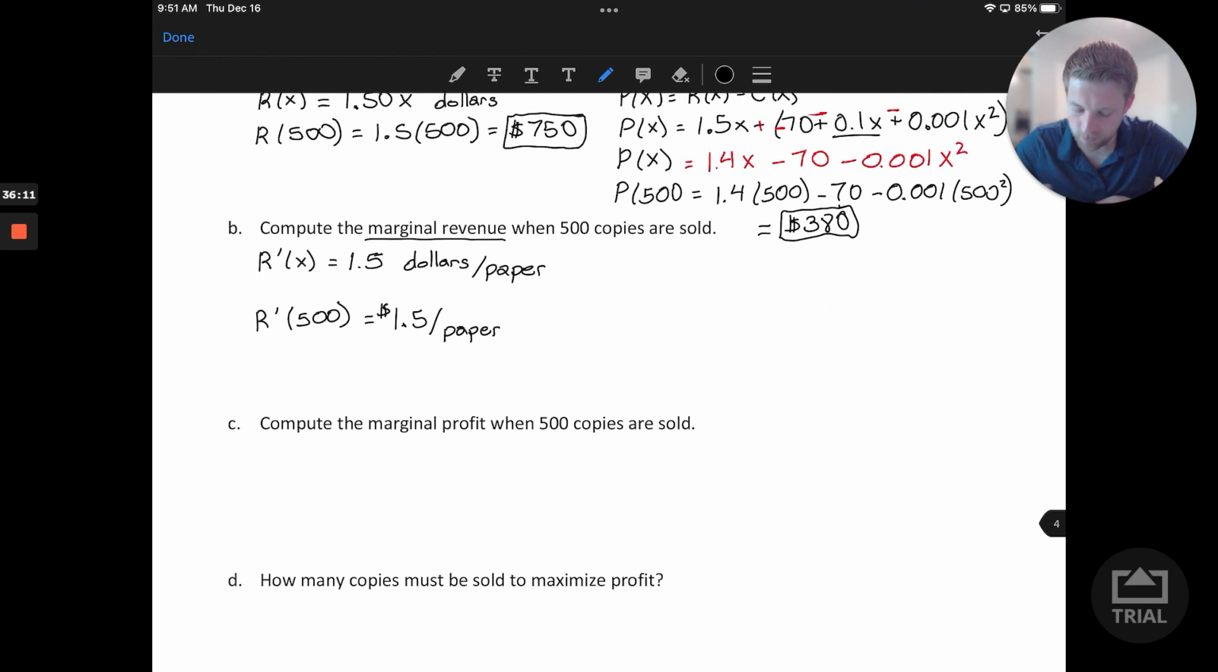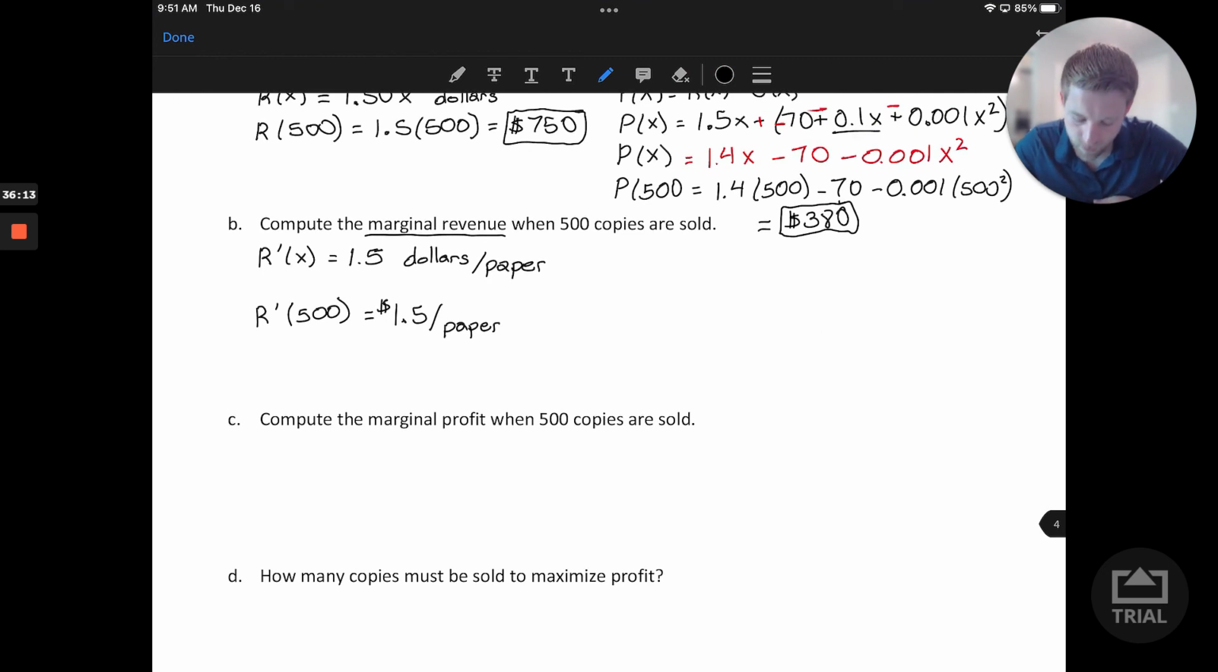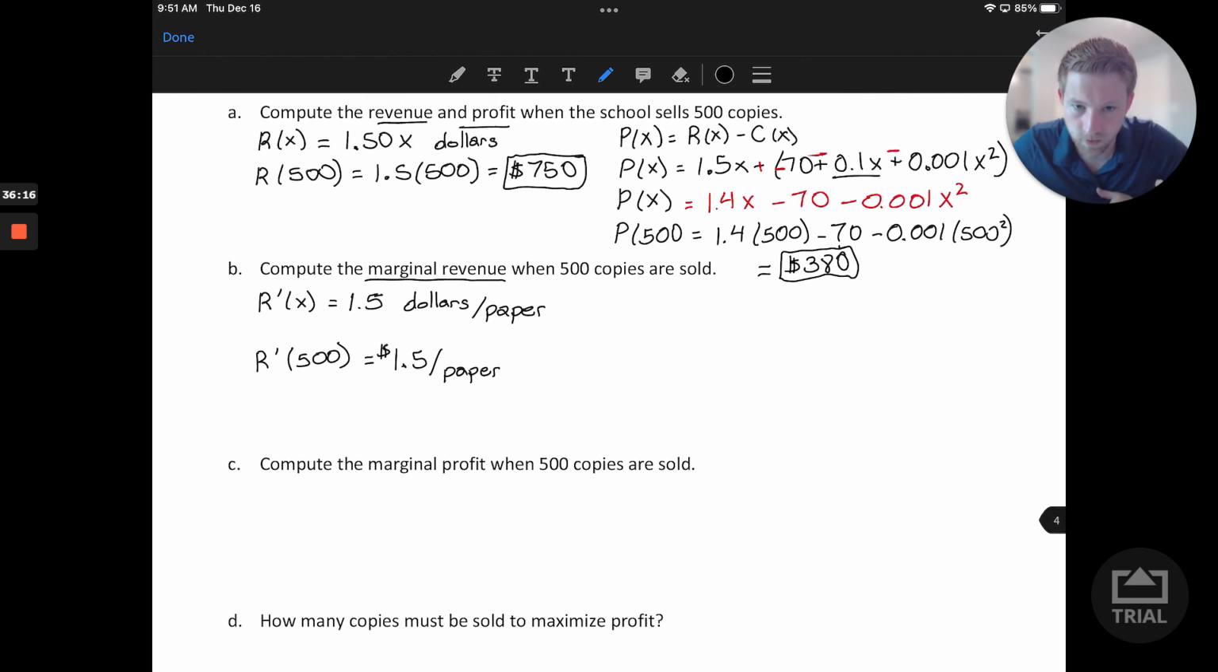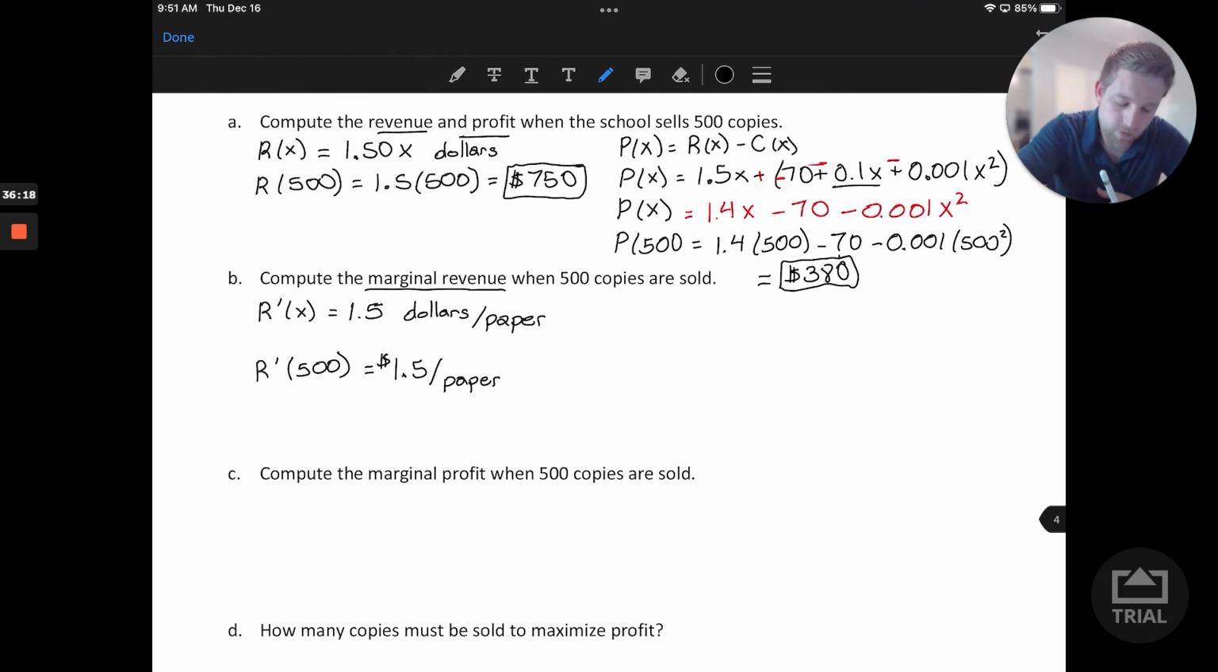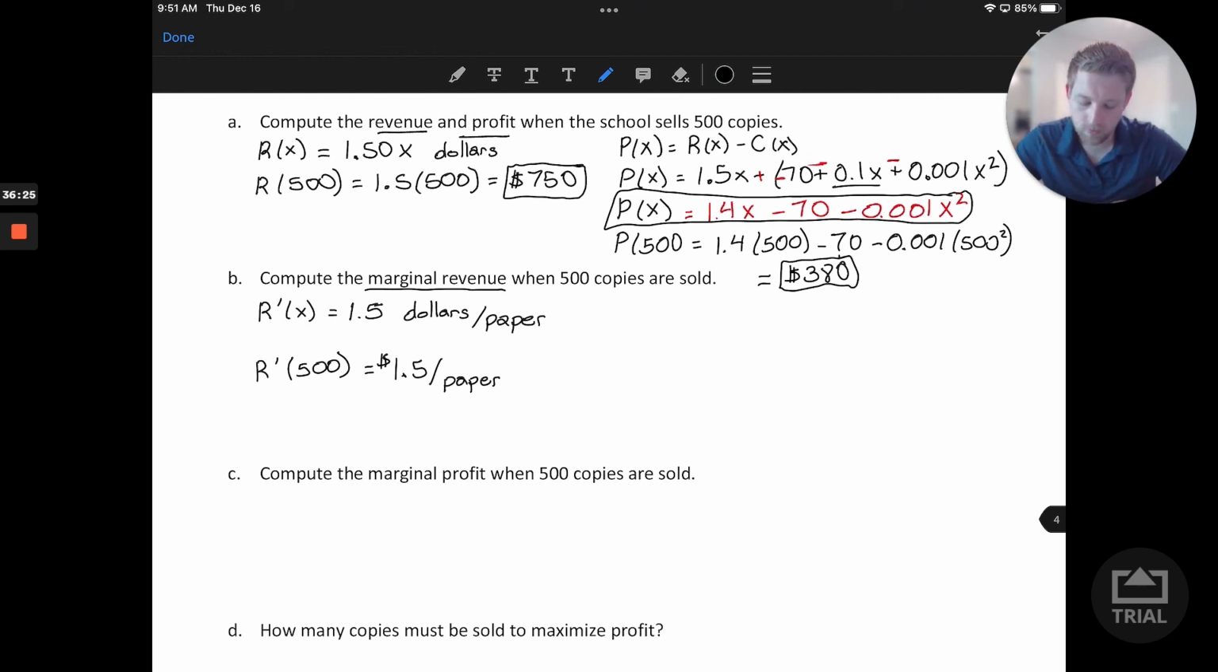If I wanted to consider computing the marginal profit, it's a little bit different. We will have some variability there. We know our profit function from above. Let's go ahead and box that. So the marginal profit, we can say, is again going to be P prime of X. We can take its derivative. We have 1.4 minus, if we multiply by 2 on that last term, the 70 goes away as a constant, and we're left with negative 0.002 times X.